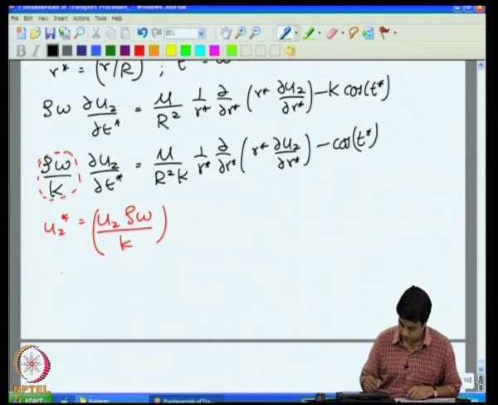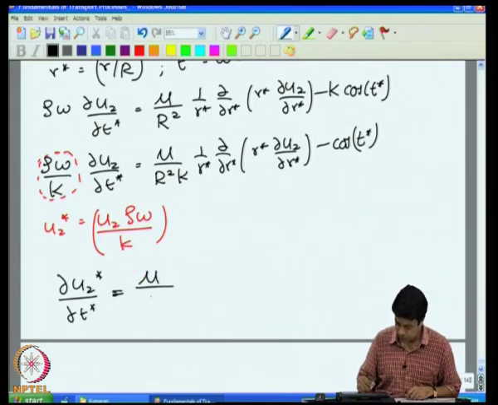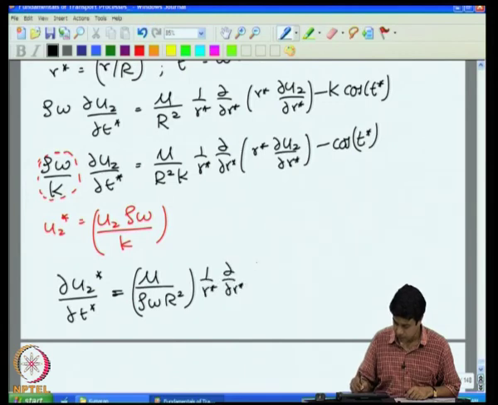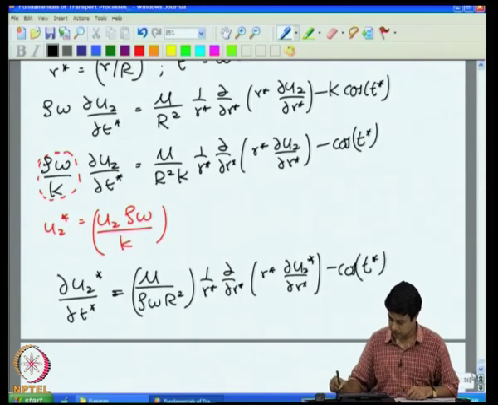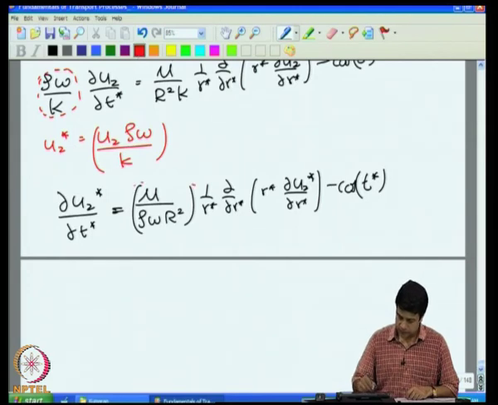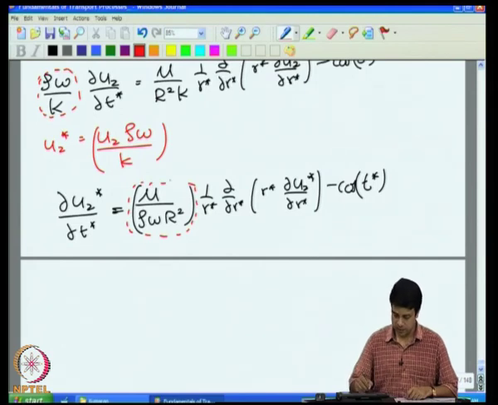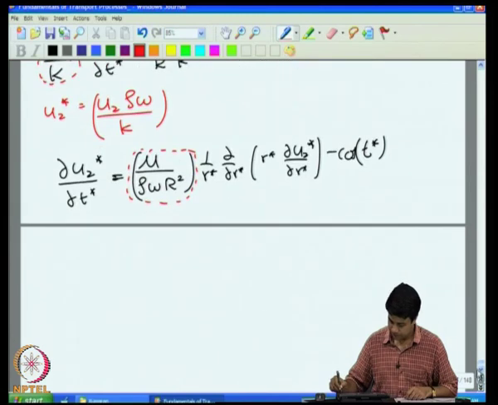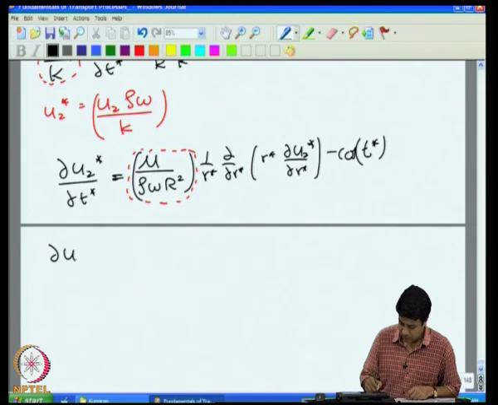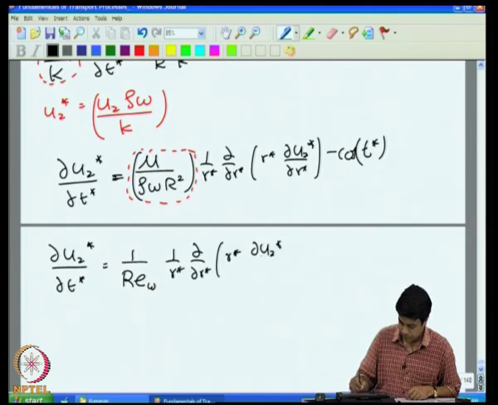And if I define u z star in this manner, my equation will become d u z star by d t star is equal to mu by rho omega R square 1 by r d by dr of r d u z star by dr, minus cos t. And this of course is the inverse of the Reynolds number, 1 divided by the Reynolds number. So, therefore, the equation can be written as d u z star by d t star is equal to 1 over Re omega times the viscous term, minus cos of t.